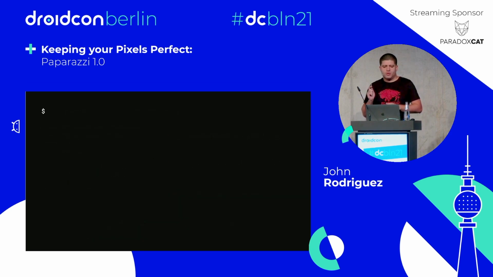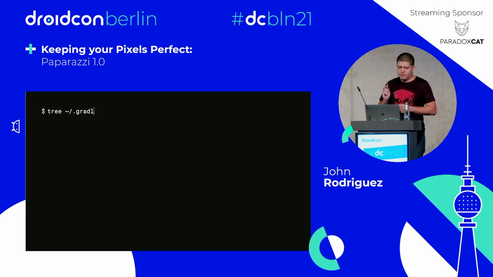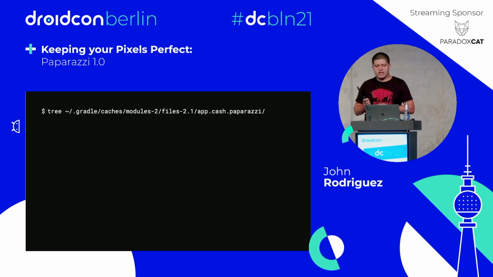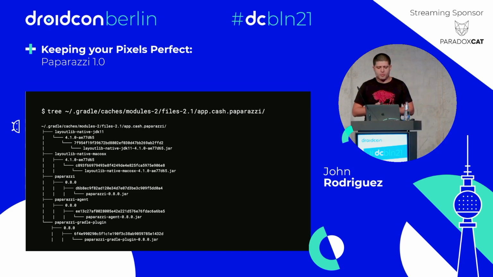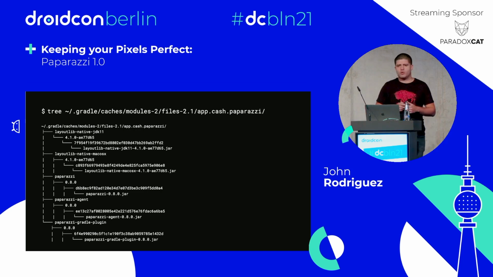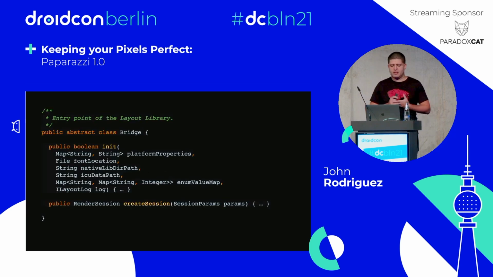Now, before I go there, if you look at your Gradle cache, you'll see that after you download Paparazzi, sure enough, the native libraries will be in your Gradle cache as well, so that you only have to download it once. They're pretty heavyweight, in the order of, I think, hundreds of megabytes, so you definitely don't want to download that on every test build.